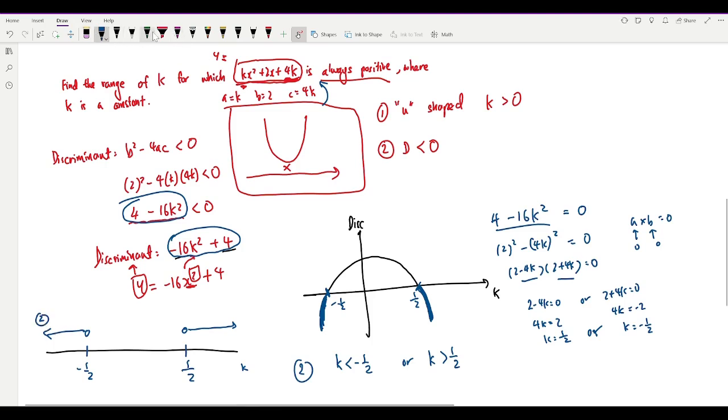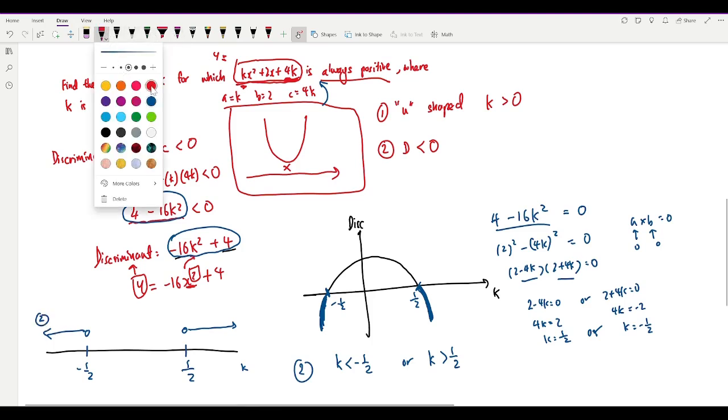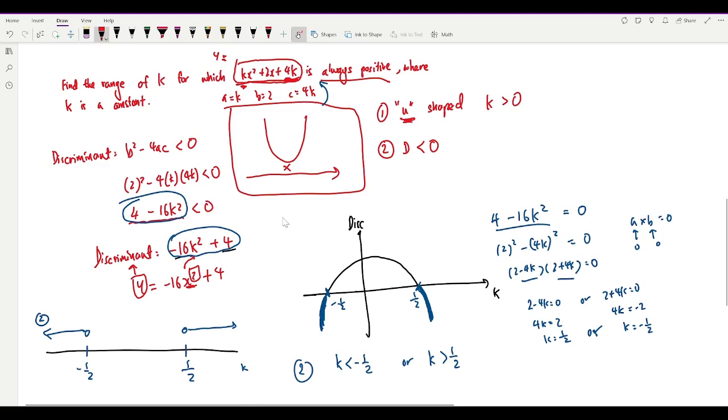The first condition is if I want my original curve to be U-shaped, right? My k has to be positive. K has to be more than 0. So that will be described by this arrow here. Okay. So both criteria have to be fulfilled, right? Which means that I have to be looking at this range because any value here satisfies both conditions, right?